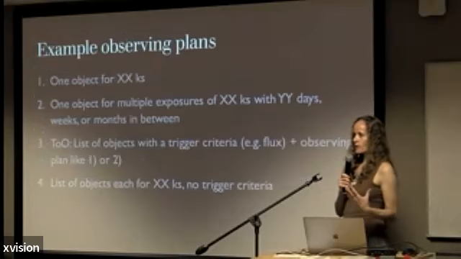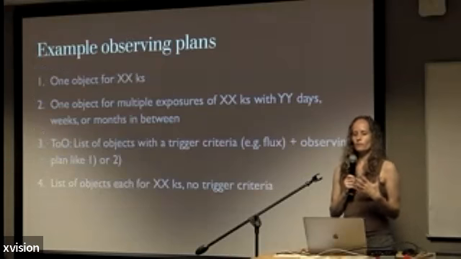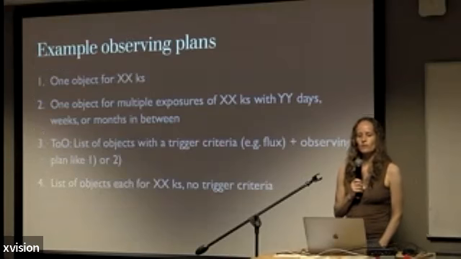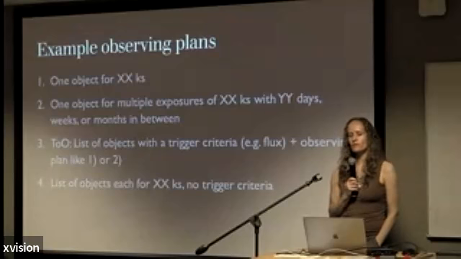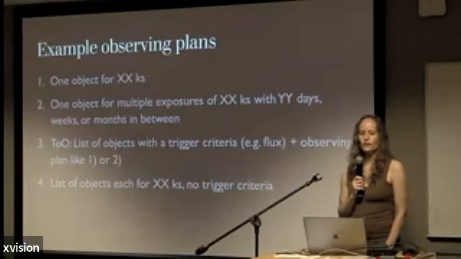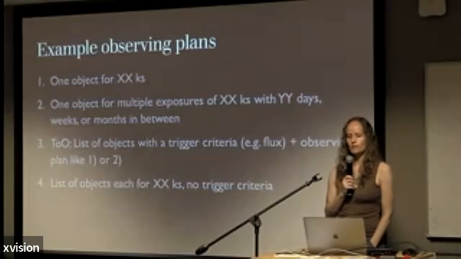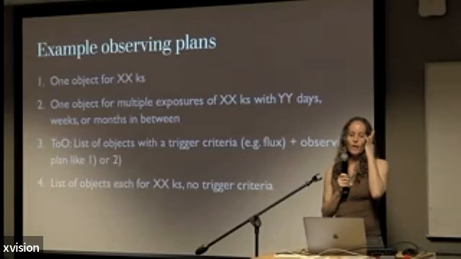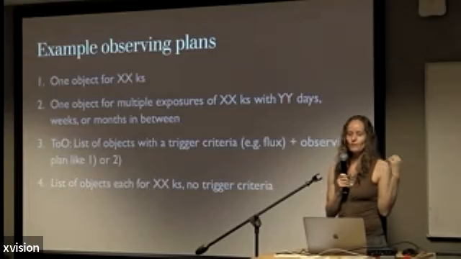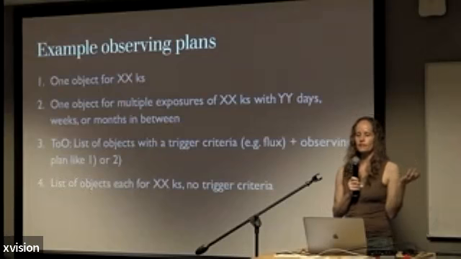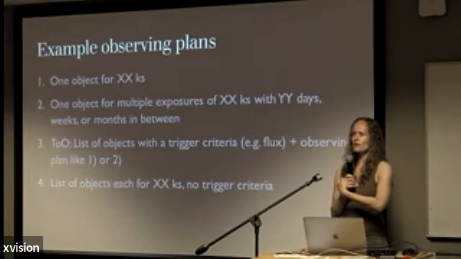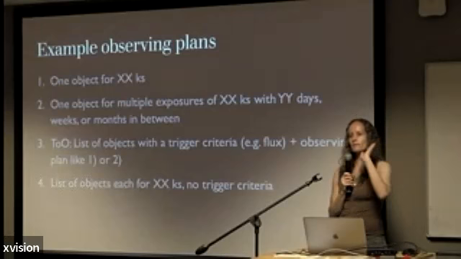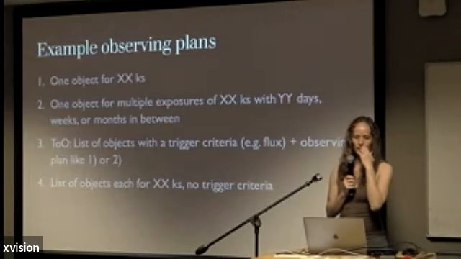Okay, so for example, what are the different kinds of observing plans for a proposal? So you have one object and you want to observe it for XX kiloseconds. That's a very, very typical one. That's probably 80% of them. Then you can have one object for multiple exposures of XX kiloseconds over YY days, weeks, or months. So that's another type. For example, you may have an AGN and you want to observe it 3 times, 20 kiloseconds, a week in between.